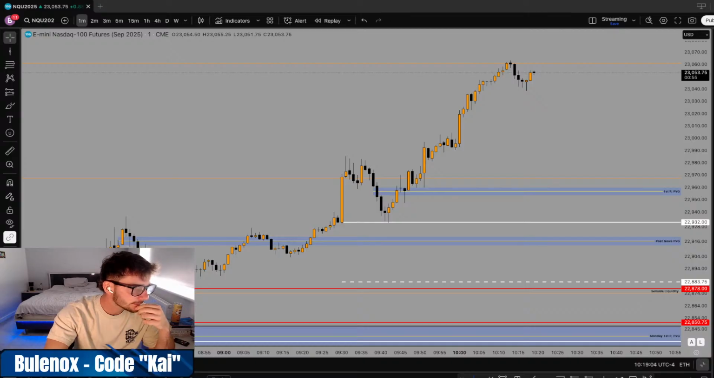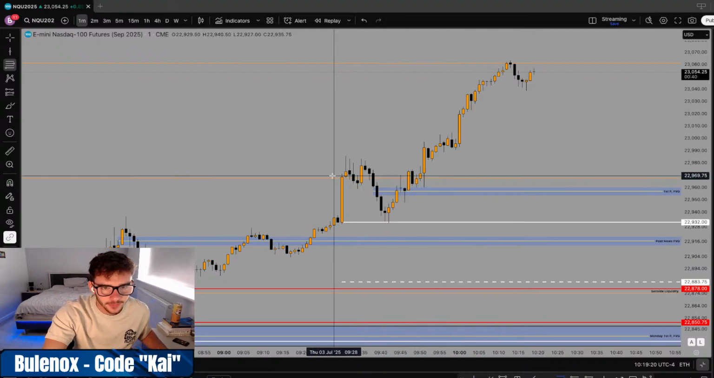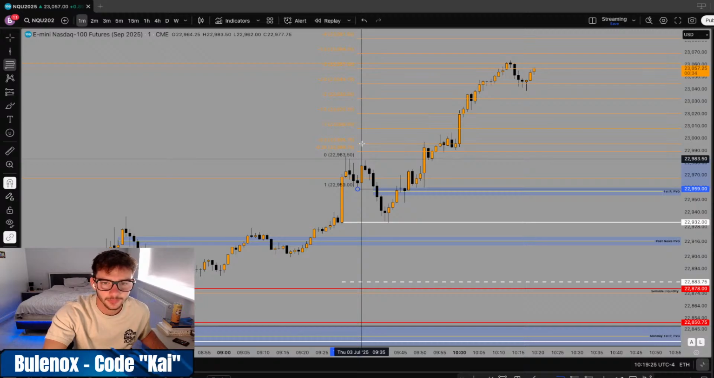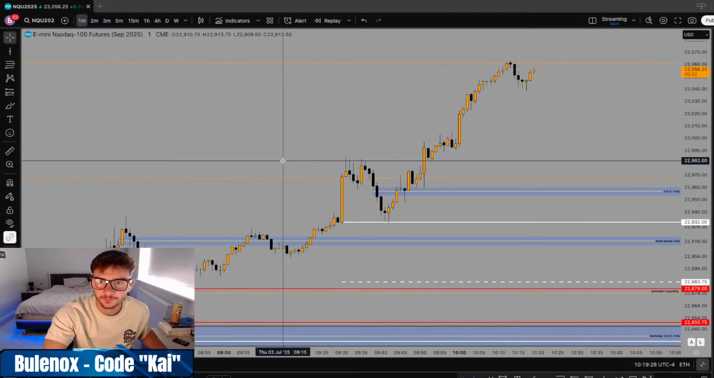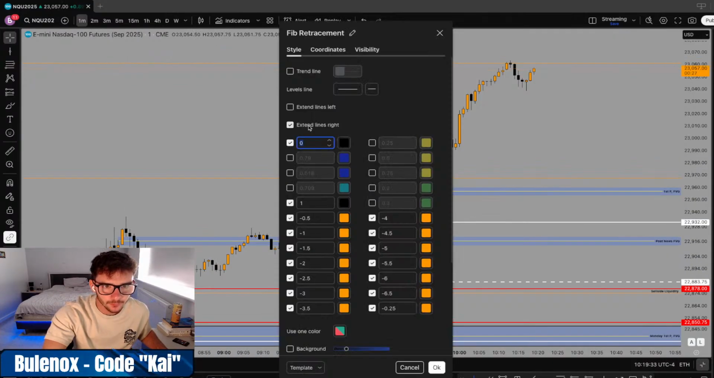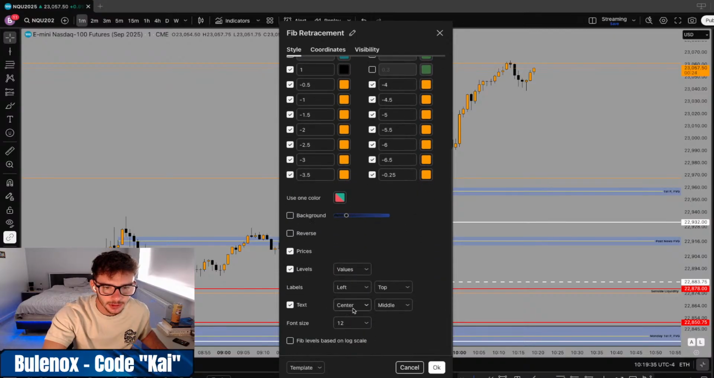Yeah, okay, so you had that as first presented. What would it look like if you did a deviation of this range? It'd look like a lot. That's the answer. I want my levels on the right. Labels right. And in the middle.